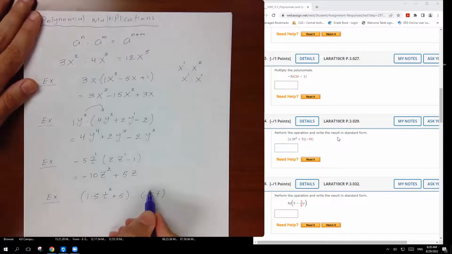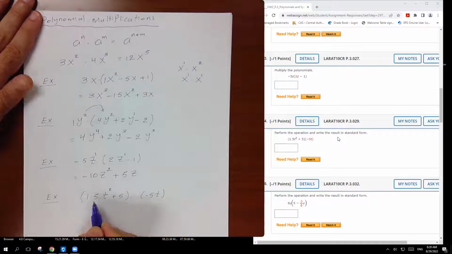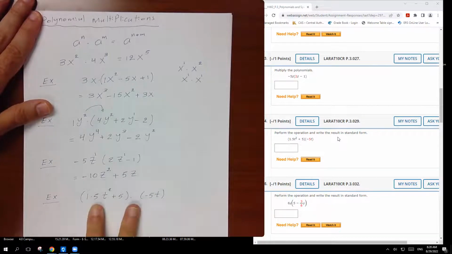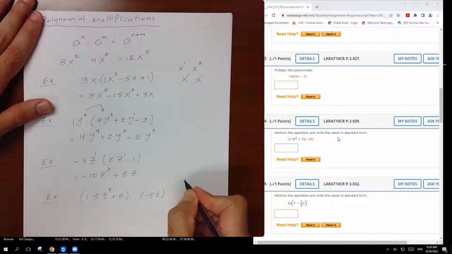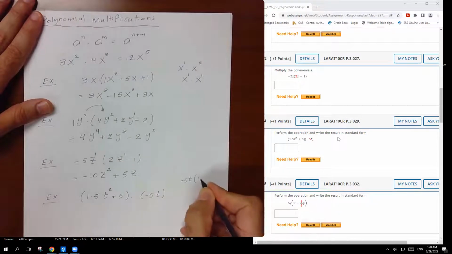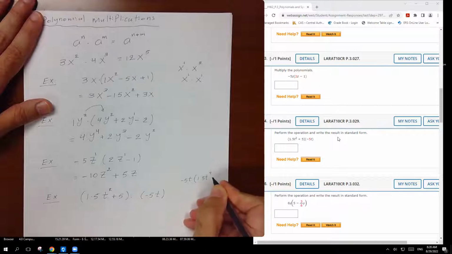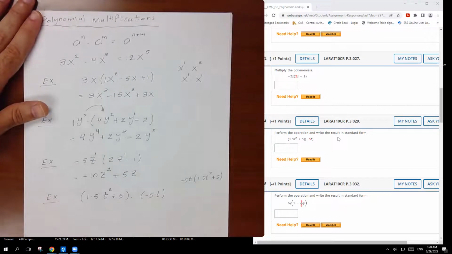So I'm going to multiply this one times this one, then this one times this one. And if you flip it, it's going to be right. For example, you can write down this as negative 5t, and I'm going to multiply it by 1.5 t squared plus 5. It's going to be exactly the same result. But be careful here. They're telling you to perform the operation and write the result in standard form. Standard form means you have to write down the polynomial from the largest exponent to the lowest one.